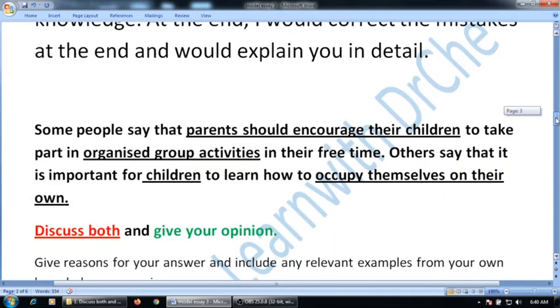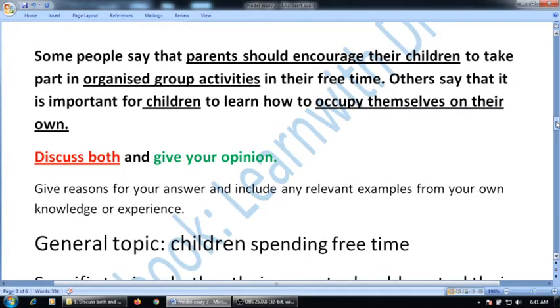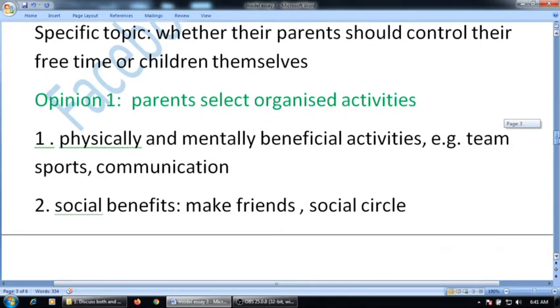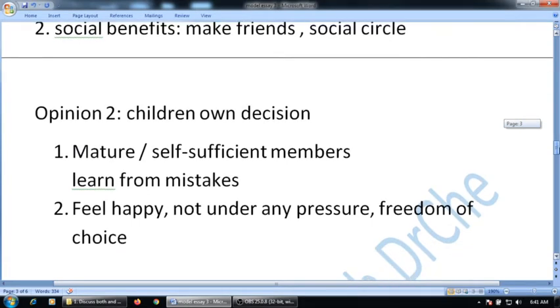As you know, this is our part 2, and this is the question. Some people say that parents should encourage their children to take part in organized group activities in their free time. Others say that it is important for children to learn how to occupy themselves on their own. Discuss both sides and give your opinion. So this was the general topic, specific topic, then opinion 1. There's opinion 1, that is mine, and opinion 2 I have already written in body paragraph 1.